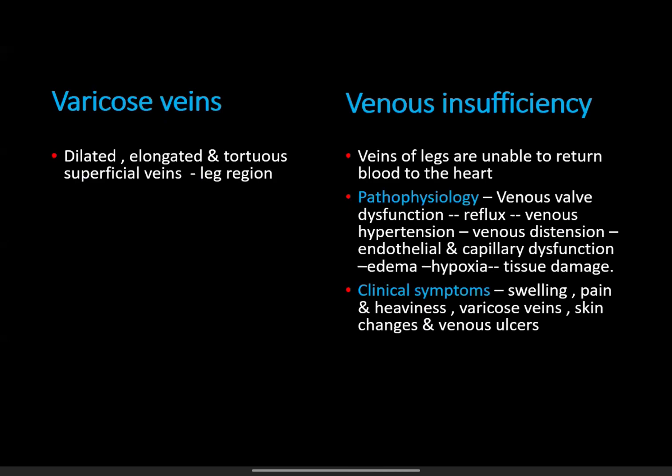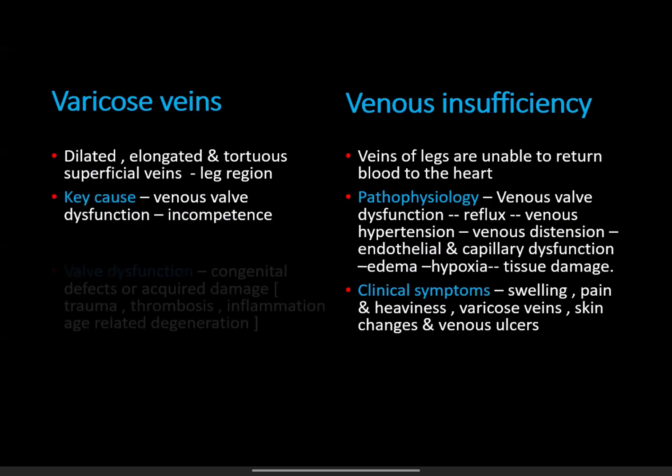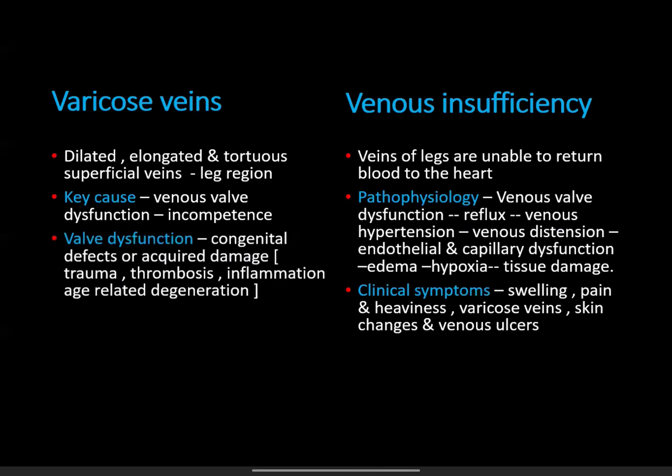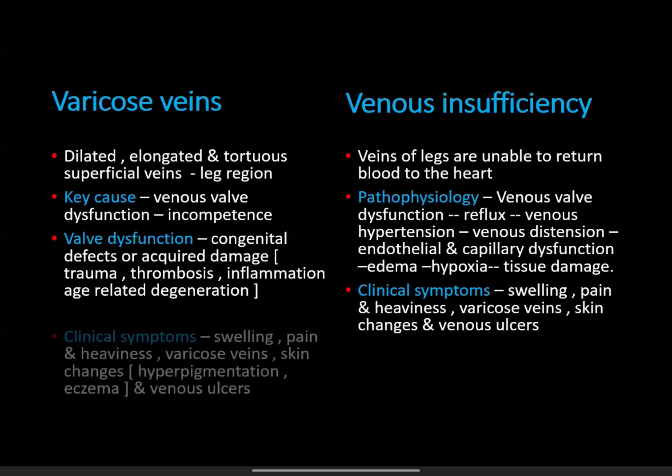Now coming to varicose veins, these are basically abnormally dilated, elongated, and tortuous superficial veins in the leg region. The important cause is venous valve dysfunction or incompetence. Valve dysfunction can be congenital, as a result of a congenital defect, or due to some acquired pathologies causing damage to the valves, like trauma, history of thrombosis, history of inflammation, and age-related degeneration.